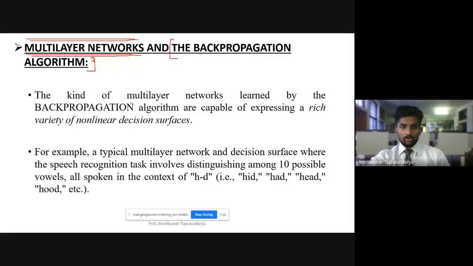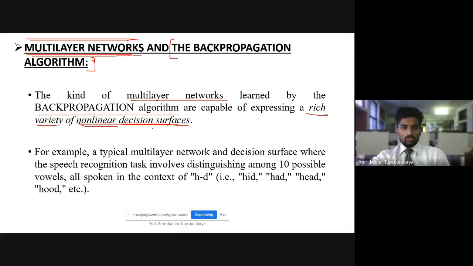So basically the kind of multi-layer network learned by this particular algorithm, the backpropagation algorithm, which is the most important algorithm in artificial neural networks, is capable of expressing a rich variety of non-linear decision surfaces. As I've just mentioned, there will be a few examples which cannot be linearly separated, or non-linear examples that are not easily separable. They are quite difficult, very sophisticated examples wherein differentiating those training examples becomes difficult, right? So a multi-layer network will allow us to do that by expressing a rich variety of non-linear decision surfaces. Now, what is this non-linear decision surface?